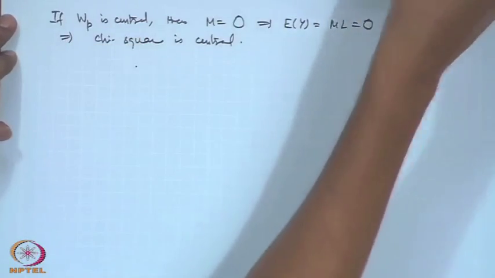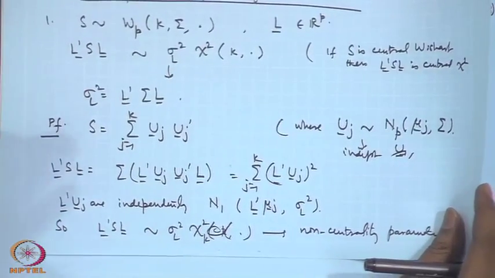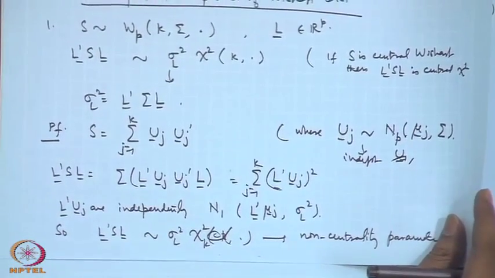So, we have shown a direct correspondence between a Wishart and chi square distribution. As we have seen in the case of multivariate normal, every linear combination is univariate normal. So, here in place of linear combination, it is a quadratic form. S is a positive definite matrix, I am considering L prime S L. So, this is a quadratic form, but the quadratic form will have a chi square distribution.